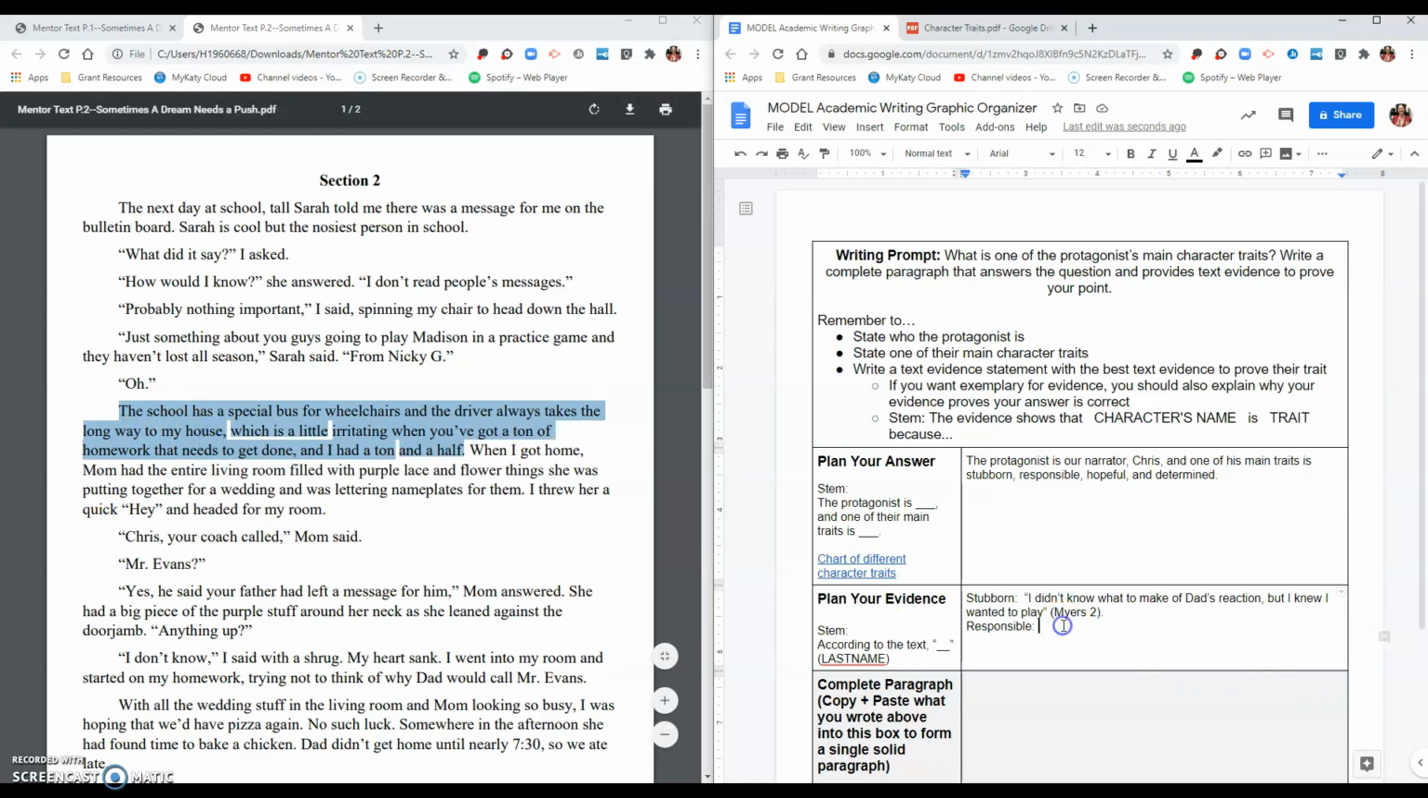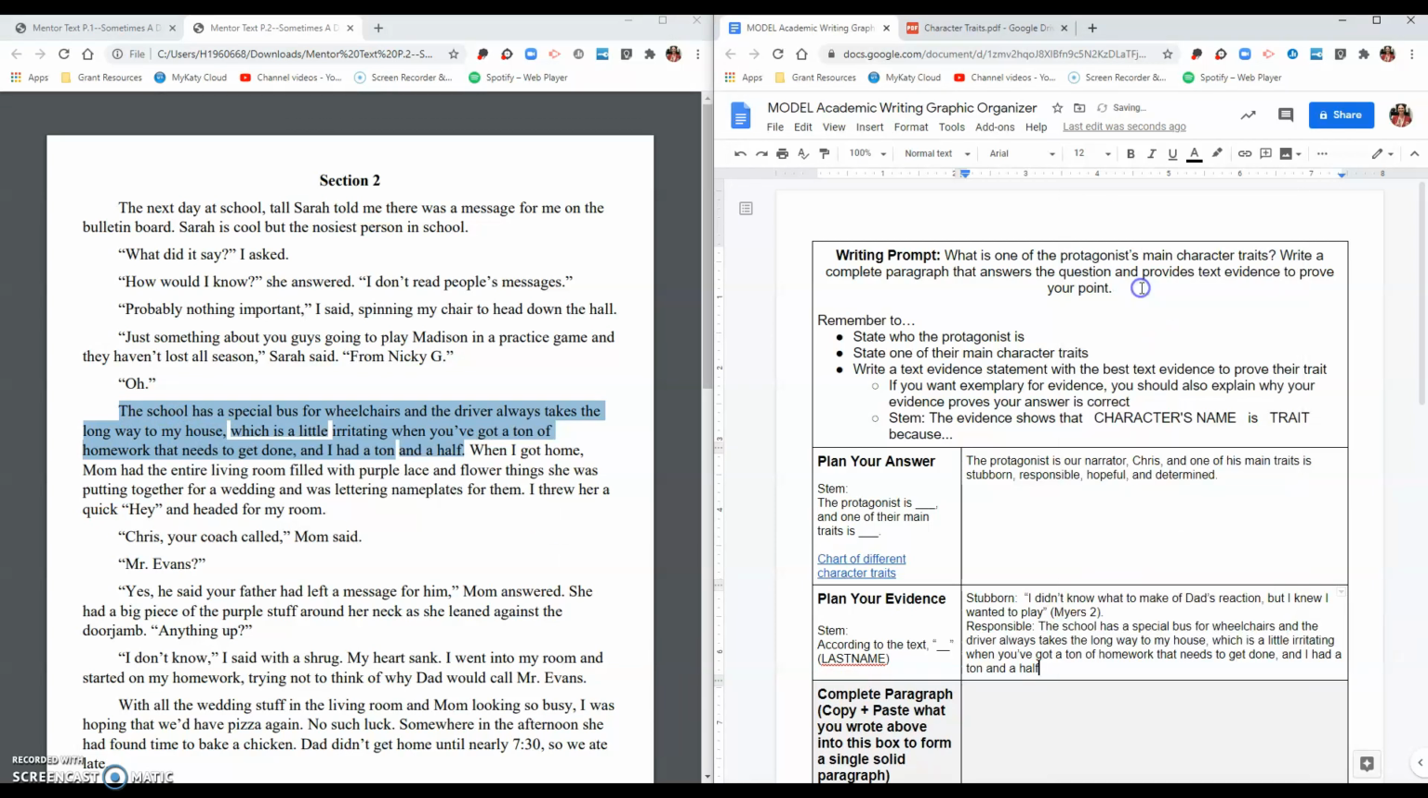I'll paste it here. Since I'm in section 2, I know that this is page 3, since it's the next page from the last section. So I'm going to put my quote, parentheses, Myers 3, period. Okay, now I'm going to look for hopeful.